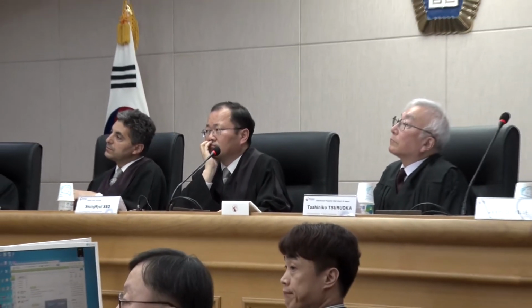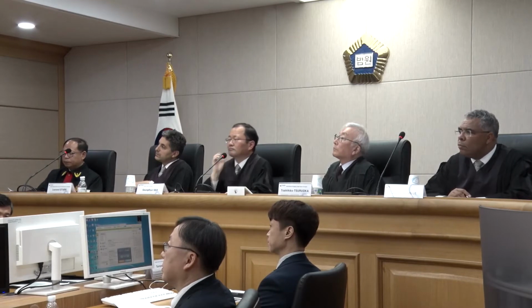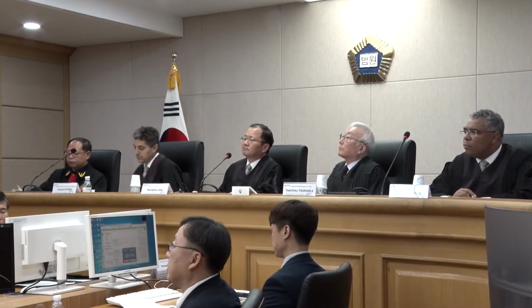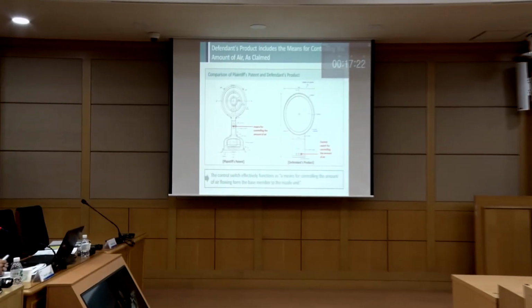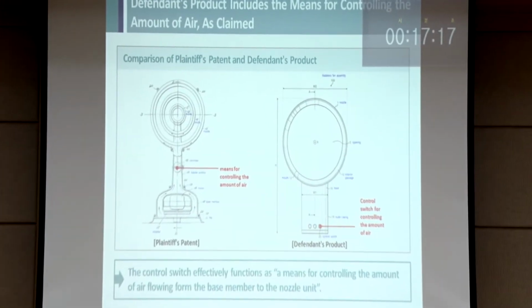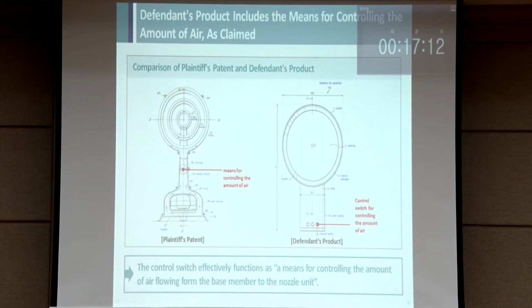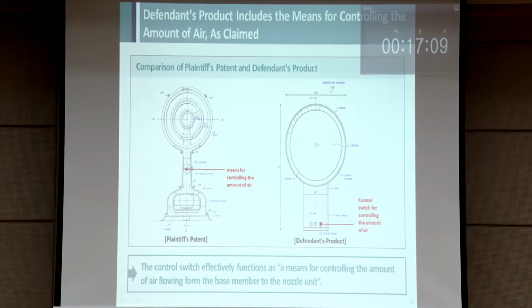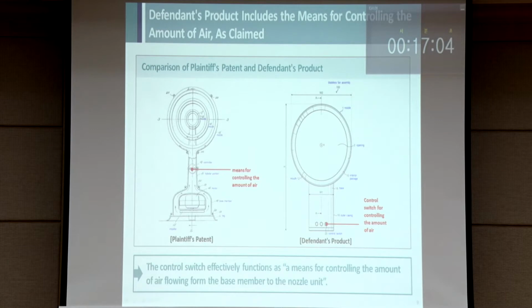To be more concrete, this is a drawing of the defendant's product, and this is the nozzle unit. The defendant's product undeniably has a circular nozzle unit. The defendant argues that each product controls the amount of air flow per unit time. But you know, controlling the air flow per unit time naturally leads to controlling the amount of air flow.